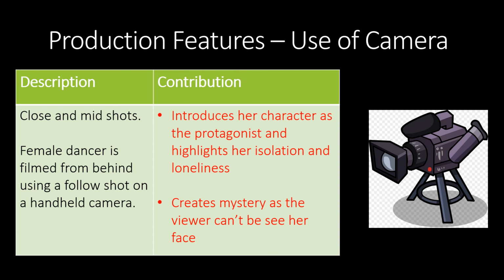Okay, in terms of use of camera, again linking to use of dancers as well, we can see that close and mid-range shots are used. So close up, we can really see almost the detail in her hair, and then slightly further back we can see from her waist upwards, half of her body. The female dancer is filmed from behind using a follow shot on a handheld camera. So the handheld camera is following the dancer from behind.